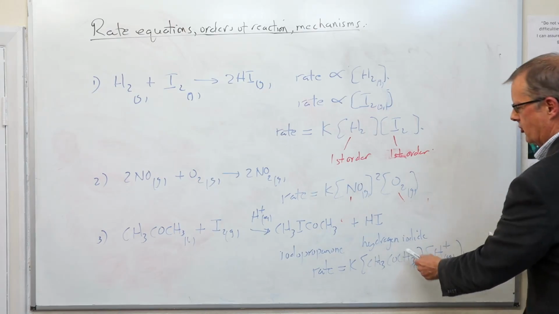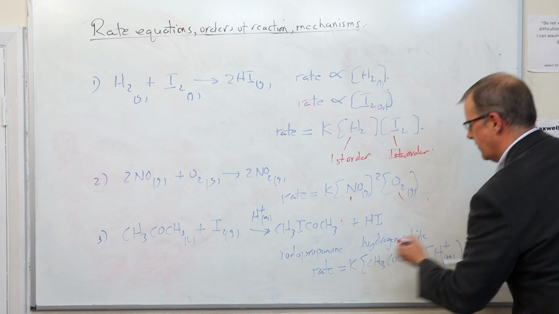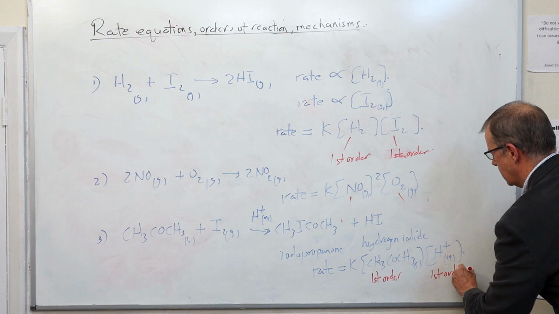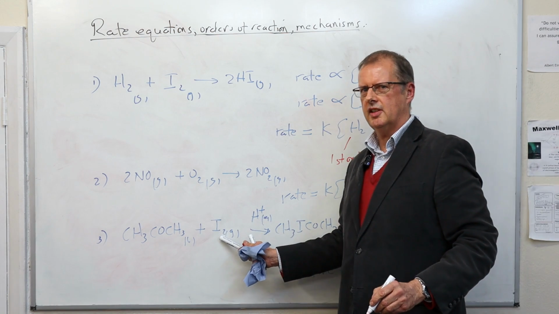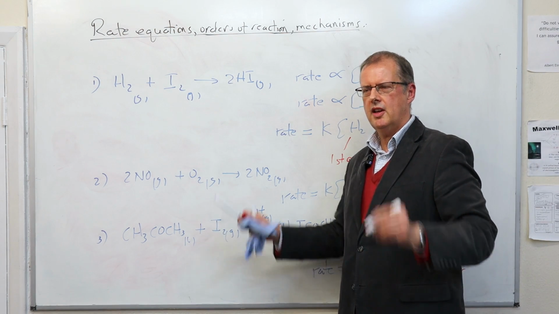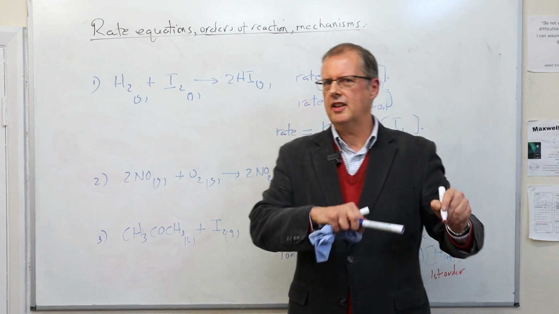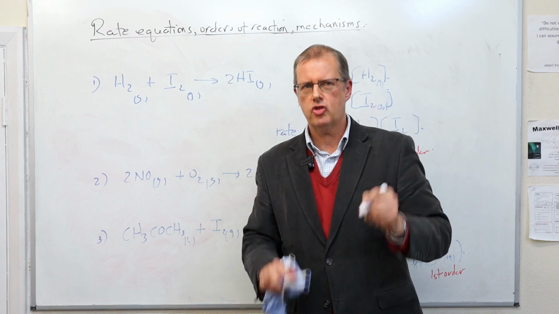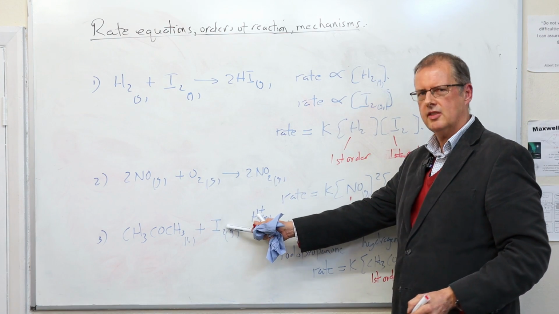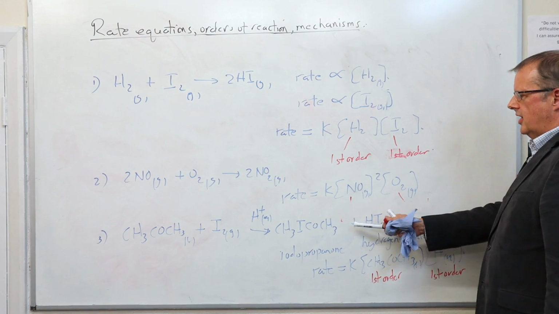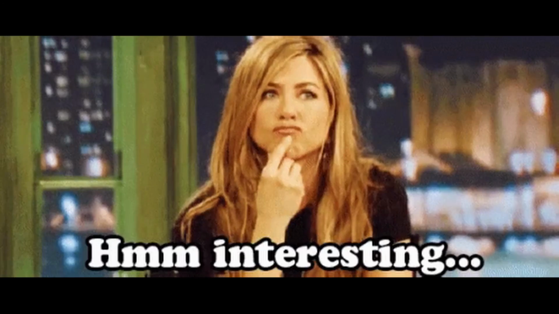In my rate equation, I've got it first order for the propanone, first order for the acid catalyst, but the iodine is missing. Okay? So doubling the concentration of the iodine doesn't make any effect to the rate of the reaction. Tripling the concentration of the iodine doesn't make any effect to the overall rate of the reaction. And you might think, well, that's very, very intriguing. How could that be the case?